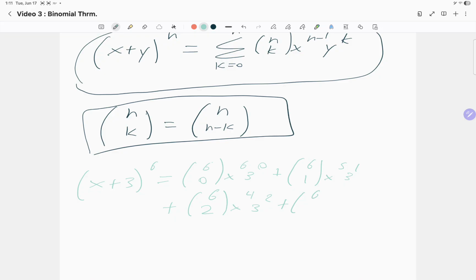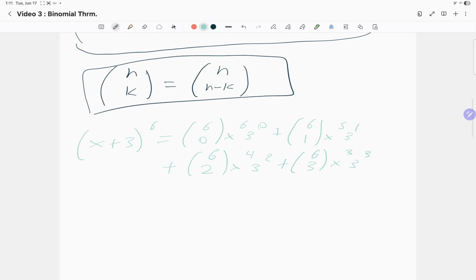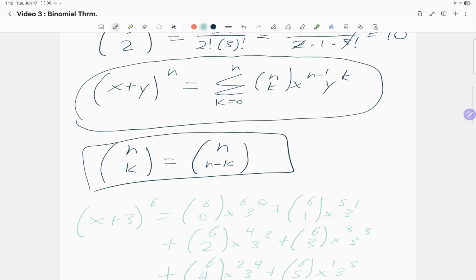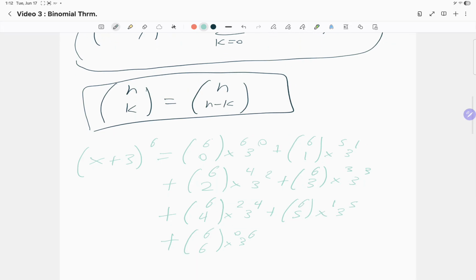And if we continue, we're going to have 6 choose 3, x to the power of 3, 3 to the power of 3, plus 6 choose 4, x squared, 3 to the power of 4, plus 6 choose 5, x to the power of 1. I'll write the 1 even though it's redundant. 3 to the power of 5. And finally, we'll have 6 choose 6, x to the power of 0, 3 to the power of 6. And when you stop is when you reach k equals 6, because you've gone to n already. So that's when you're done.